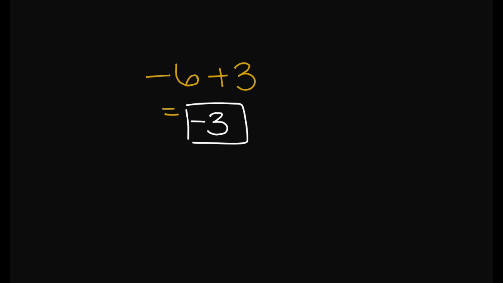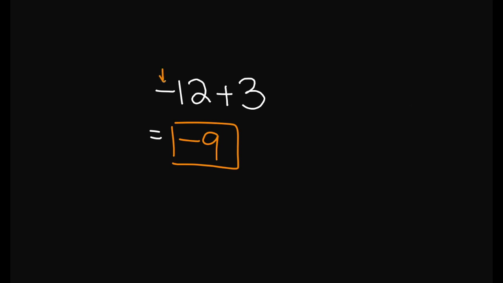Remember, we are subtracting 6 minus 3 is going to be 3, but because my 6 here is larger, I need to use the sign for my -6, which is what we have here. So -6 plus 3 is going to equal -3. -12 plus 3 as your answer here is going to be a -9. Remember, 12 minus 3 is going to equal 9, but I'm going to take the sign of my larger number, which is negative. So -12 plus 3 is going to give you -9.